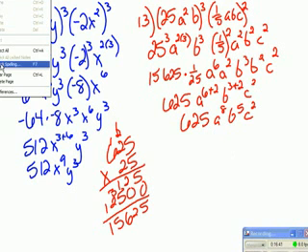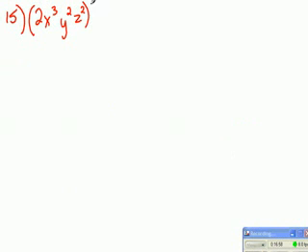Okay, again, I'm going to erase this page and go on to number 15. Number 15. And you should notice they are getting more complicated as we go. Not really any harder, they're just longer. Alright, so that was the problem.